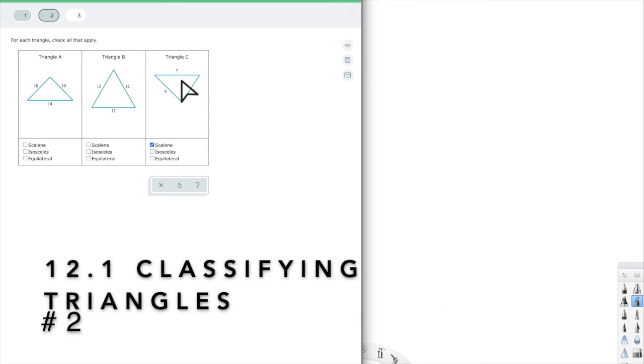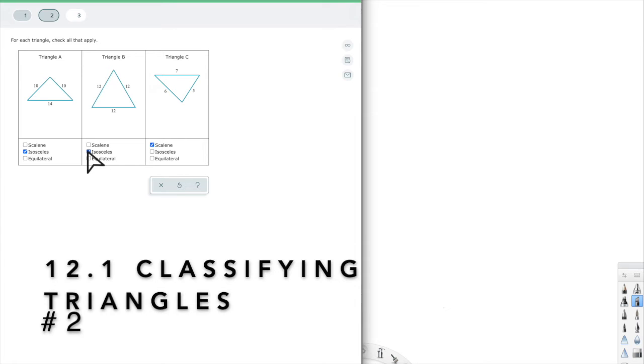That would definitely count. An isosceles triangle has at least two sides congruent. At least two. It can have more than two, but it needs at least two of them congruent. So I can see 10 and 10. That works. And I can see 12 and 12, or I could go this 12 and 12, or this 12 and 12. It's at least two, so all three does work for that one.